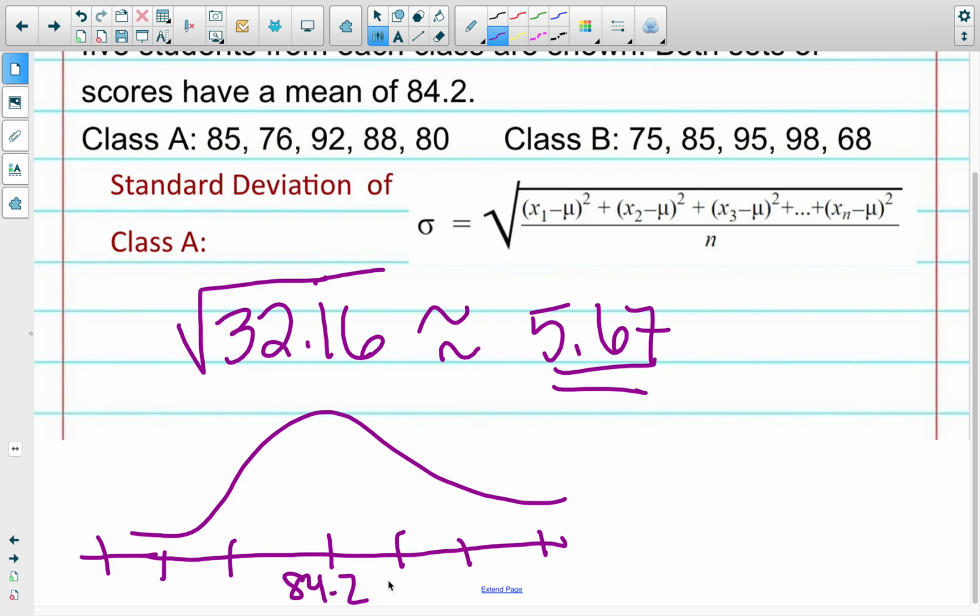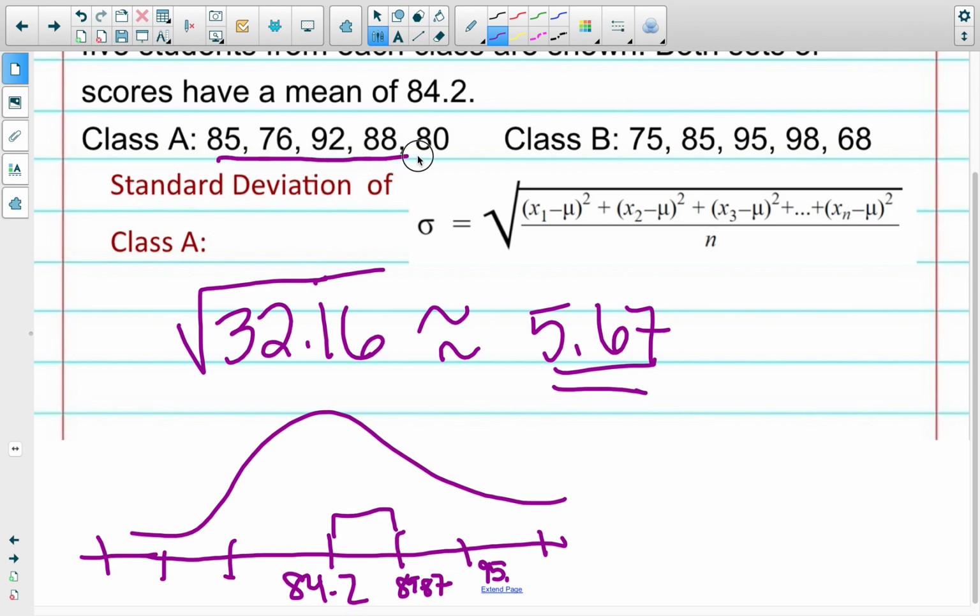So 84.2 plus 5.67 is, let me think about this, it should be 89.87. And that is one standard deviation away from the mean. 2 standard deviations above the mean would be 5.67 above 89.87. Okay, so it would be 95 and some change. I can't come up with that off the top of my head, but you get the point, okay? So that's what a standard deviation means, and it changes depending on what the data set is.